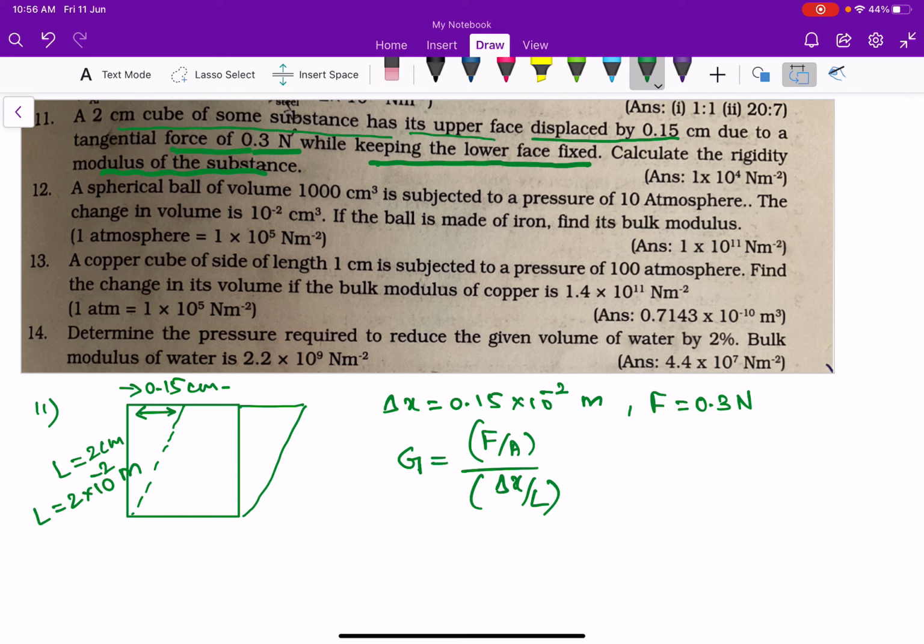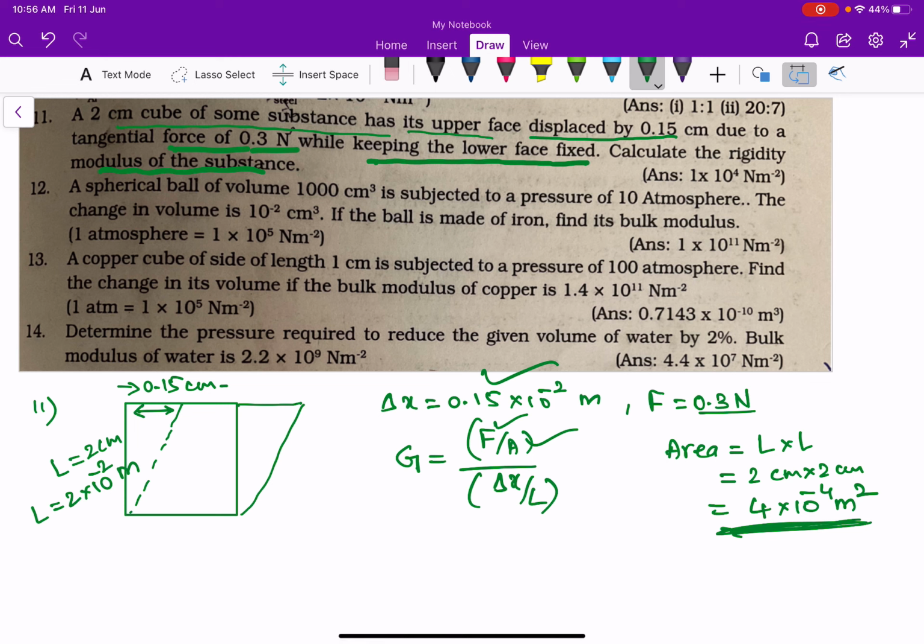Delta x by L. The area of the side of the cube is length into length, that is 2 centimeters into 2 centimeters, which is 4 into 10 to the power of minus 4 meters square. You will get the area. Force is equal to 0.3 newtons, area is 4 into 10 to the power of minus 4 meters square, and delta x and length are given. Length is equal to 2 into 10 to the power of minus 2 meters. So you will get the answer for G in terms of pascals or Newton per meter square.